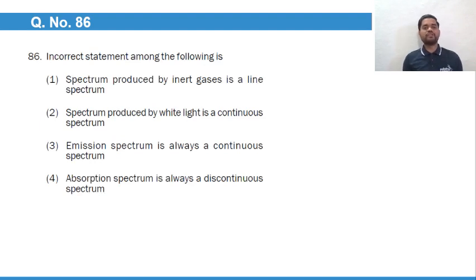The incorrect statement among the following is: spectrum produced by inert gas is a line-like spectrum. This is true and hence not the right answer. Spectrum produced by white light is a continuous spectrum. True, not the right answer. Emission spectrum is always continuous. Wrong. Emission can be continuous or discontinuous. So the incorrect statement is option number 3.